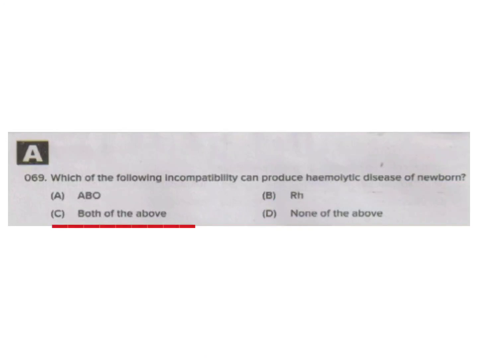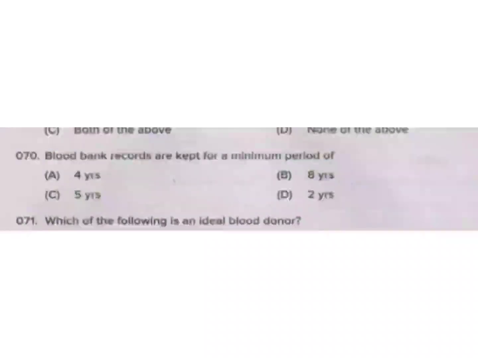Next question. Blood bank records are kept for a minimum period of dash. Four options are there. Option A, 4 years. Option B, 8 years. Option C, 5 years. And option D, 2 years. The answer is option C, 5 years. Blood bank records are kept for a minimum period of 5 years.